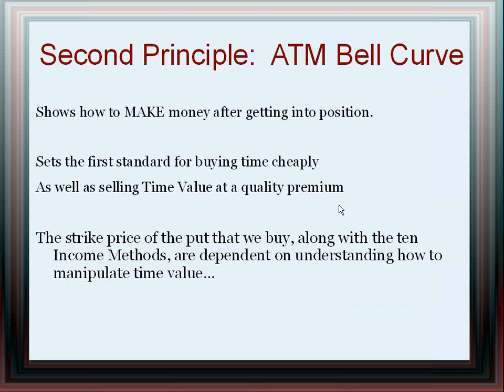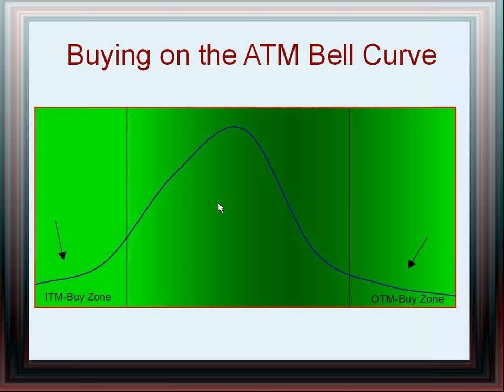All right, moving along quickly here, the second principle is the at-the-money bell curve. What we're going to take advantage of here is not only using the at-the-money bell curve to help us set up the position properly, but also this is what we're going to take advantage of when we do those income methods, the 10 different income methods that we use to lower the at-risk, potentially bulletproof the position, and earn extra income. Now, it sets the first standard for what Kurt calls buying time cheaply and selling time dearly, as well as selling time value to quality premium. Depending on the way we set it up, the income methods are just depending on the time value.